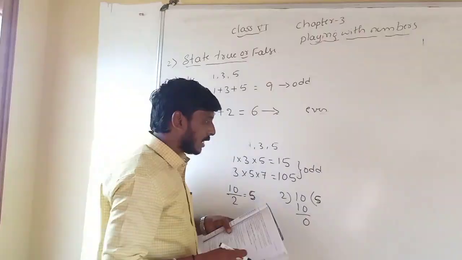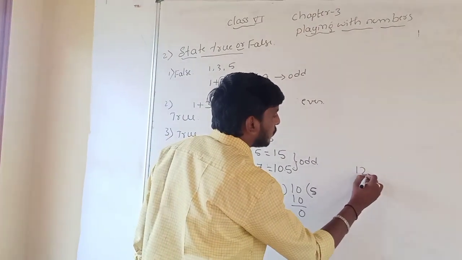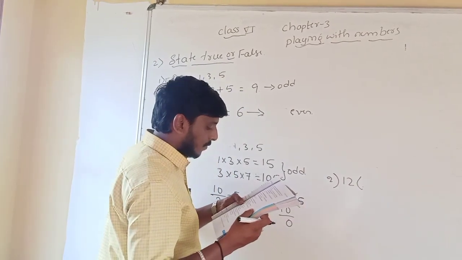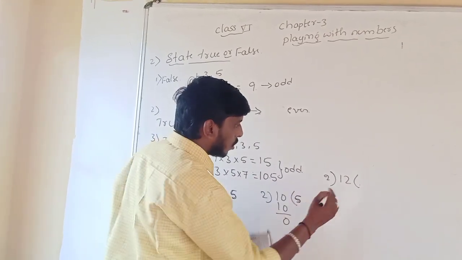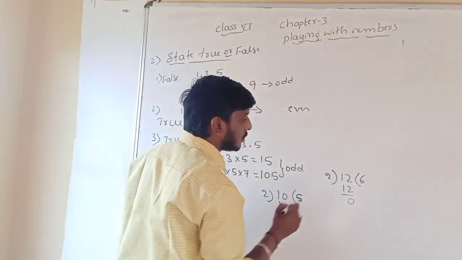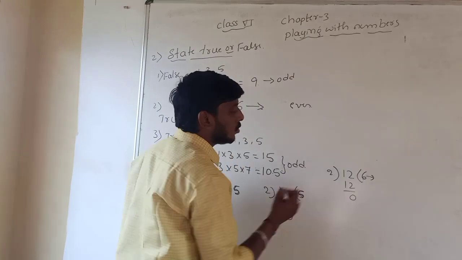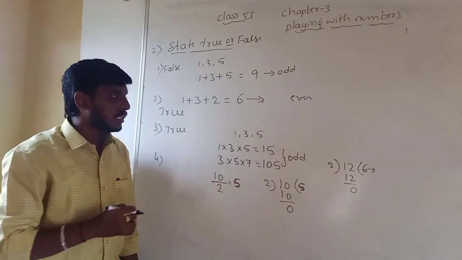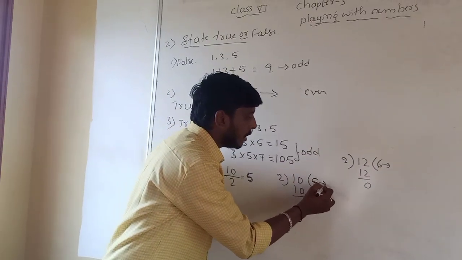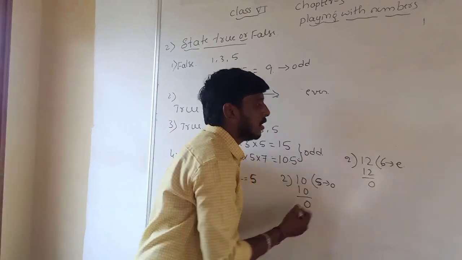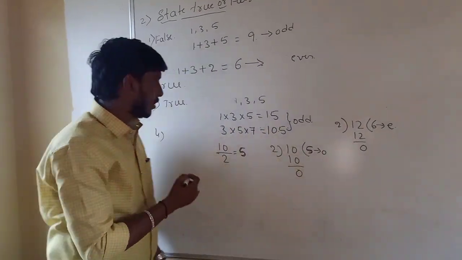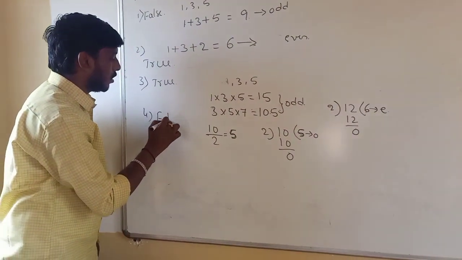One more example, I will select 12. If an even number is divided by 2, 2 ones are 2, 2 sixes are 12. So here what is the quotient? The quotient is 6. 6 is an even number. Here you got an odd number, here you got an even number. The condition is not the same. That's why the statement is false.